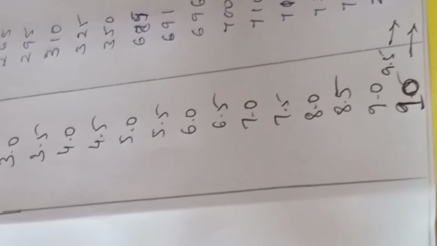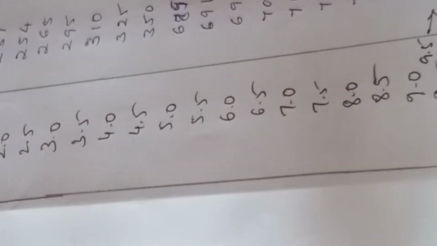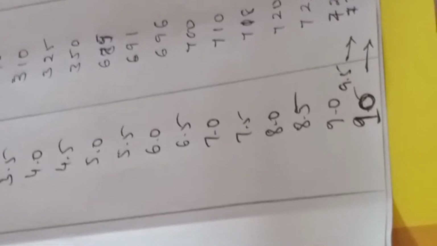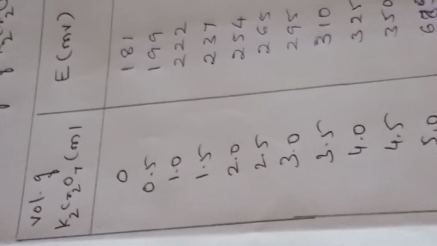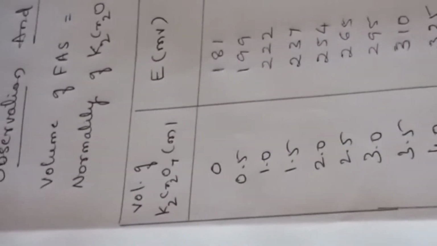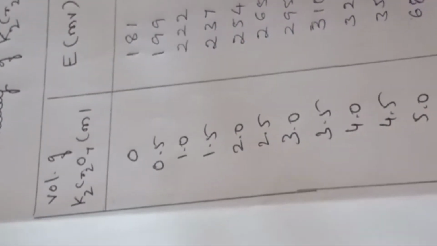So likewise, every time we have to add 0.5 ml of potassium dichromate solution into the FAS solution. Here you can see the potential value gradually increases, and for 10 ml we observed that it is 733. So in this way we have to do the experiment, and after finding all the EMF values, we have to find the delta E value and delta V value.